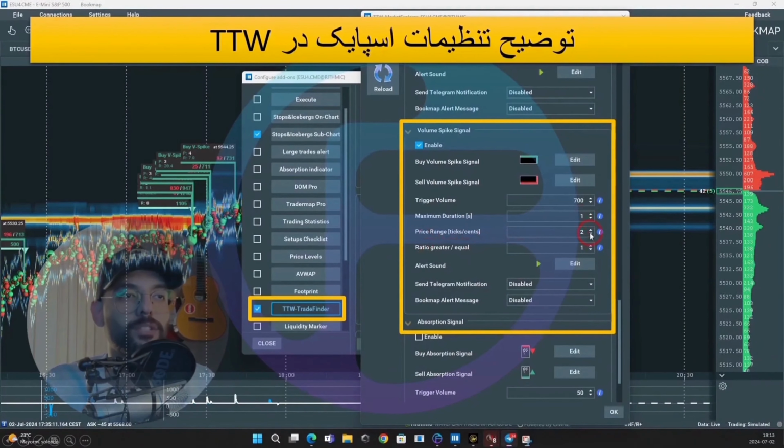For your price range, you should look at 2 ticks and above. 1 tick is just nonsense, we ignore it. Then there's the ratio. To ensure the ratio doesn't interfere with the signal you're getting, you should set it to 1. The rest of these are related to alerts, notifications, and things like that. Okay, so those were the details regarding the spike settings in the TTW indicator.